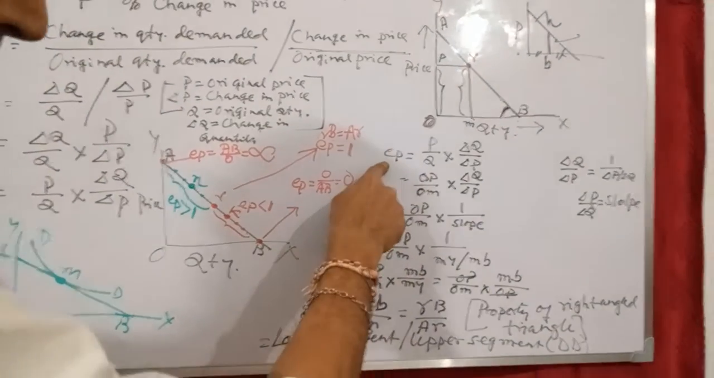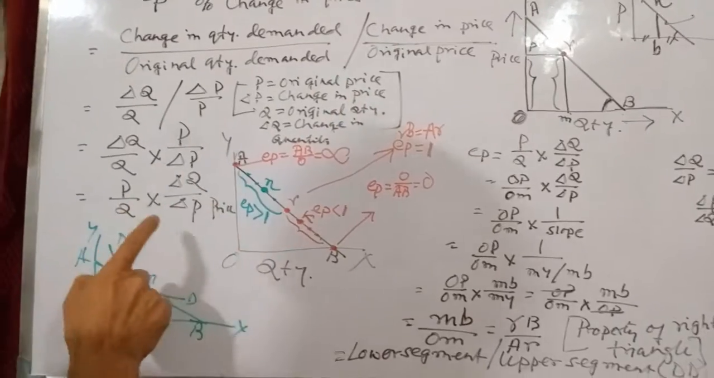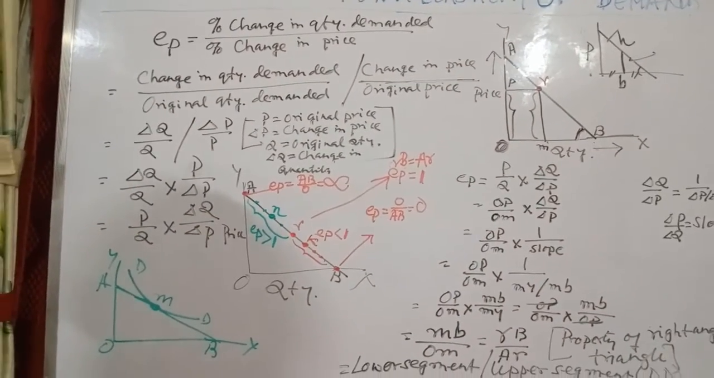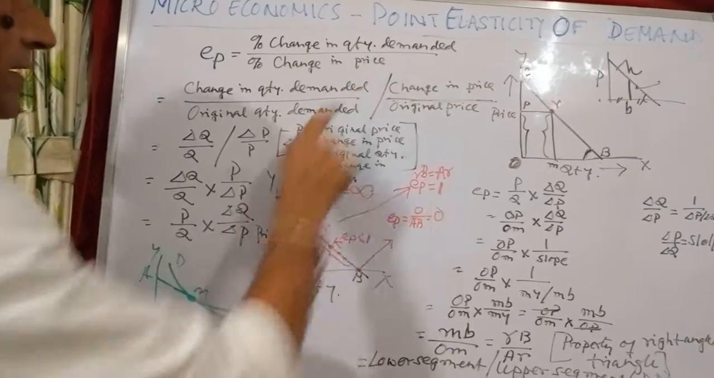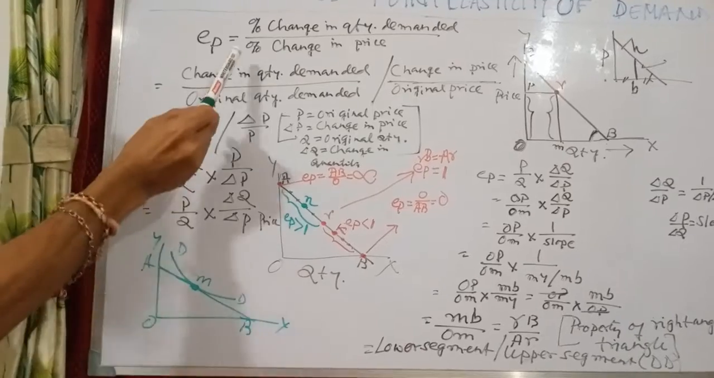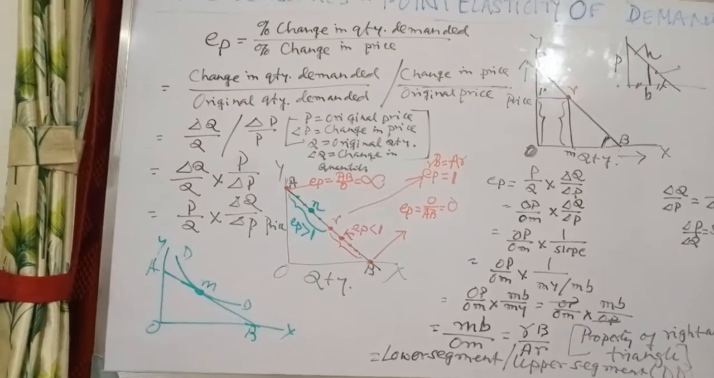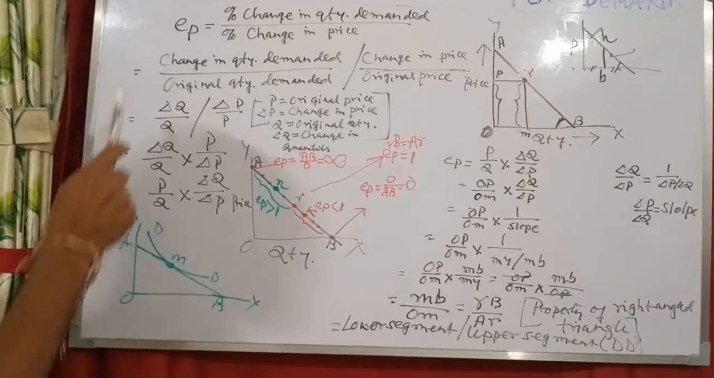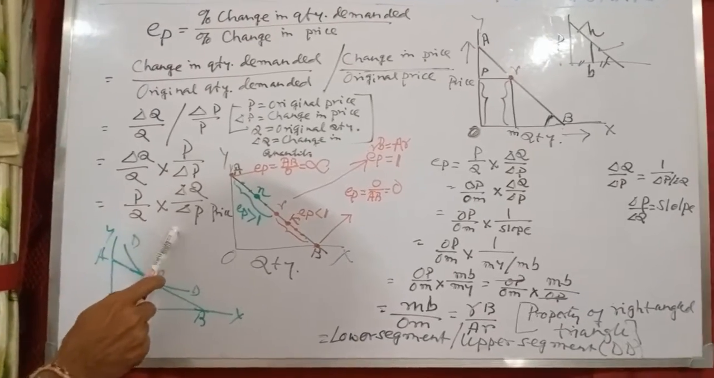EP is equal to P by Q into del Q by del P. That is the original formula of price elasticity. That is percentage change in quantity demanded divided by percentage change in price. This is the formula of price elasticity of demand. So we get EP equals P by Q into delta Q by delta P.